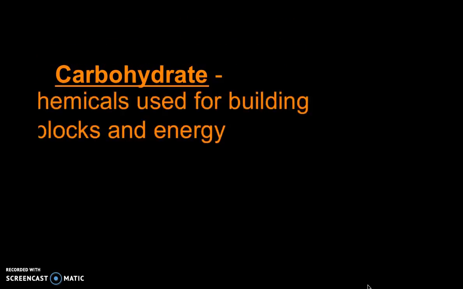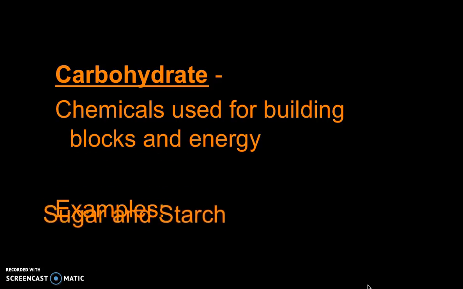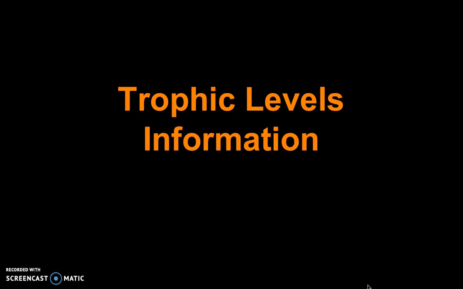Carbohydrates are chemicals used for building blocks and energy. Examples of these chemicals are sugars and starches. Many runners like to eat starch in the form of pasta the night before they run, which helps them have explosive energy the next morning.